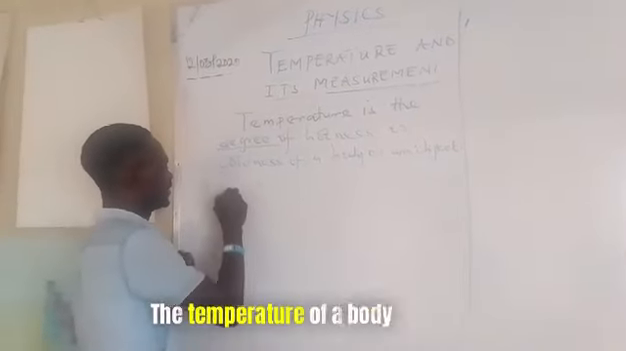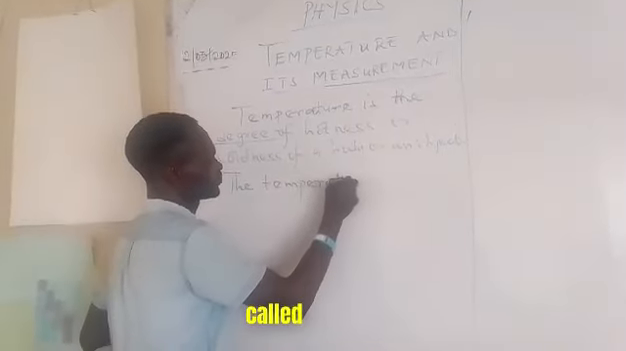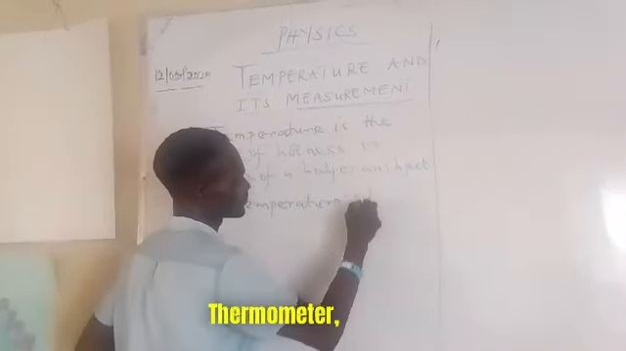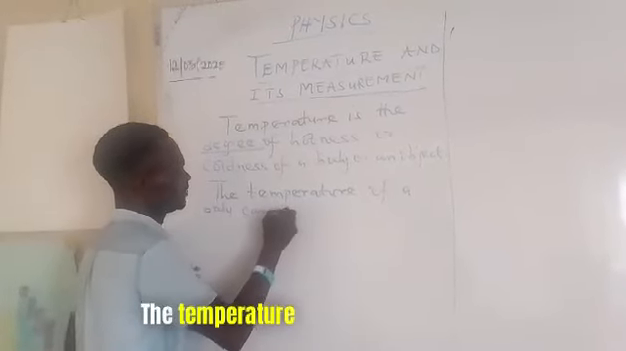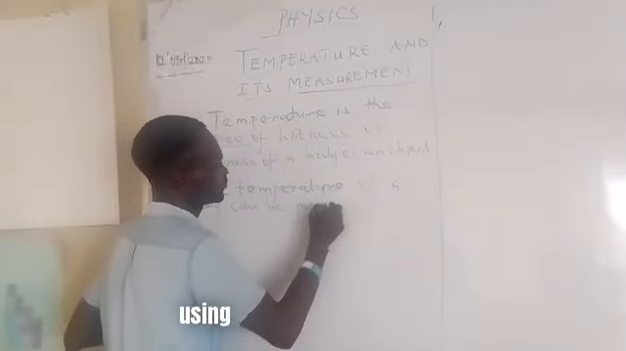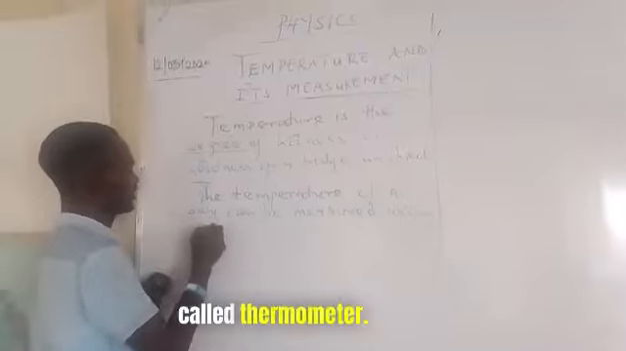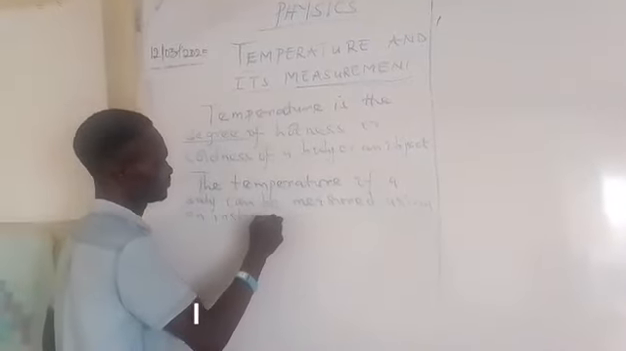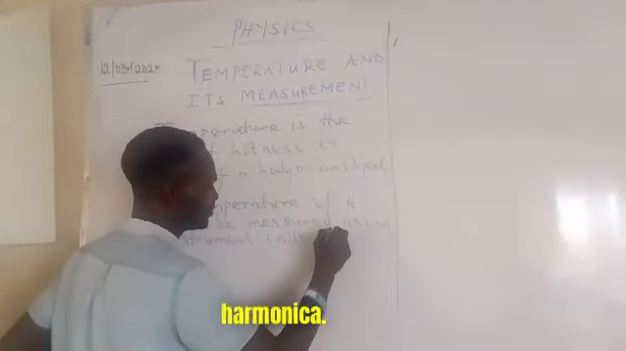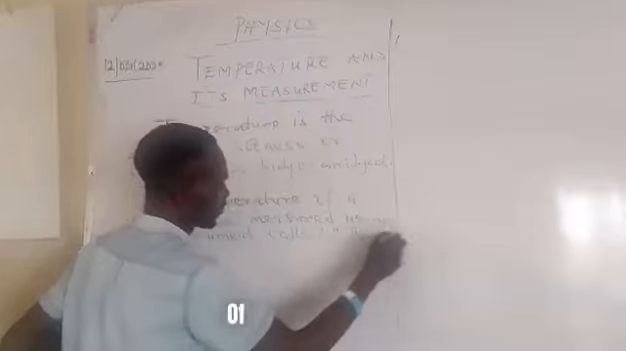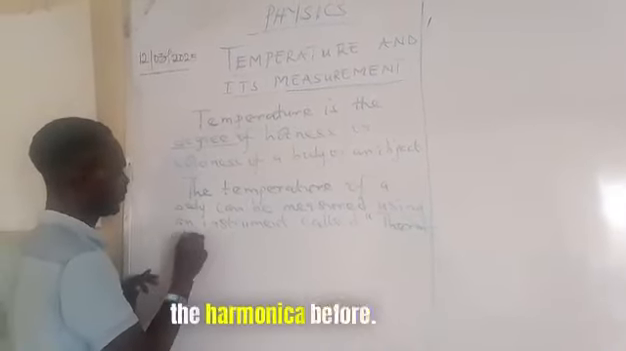The temperature of a body can be measured with an instrument called a thermometer. Okay? The temperature of the body can be measured using an instrument called a thermometer. I know we are all familiar with the thermometer. Of course, in one way or the other, we have seen a thermometer before.